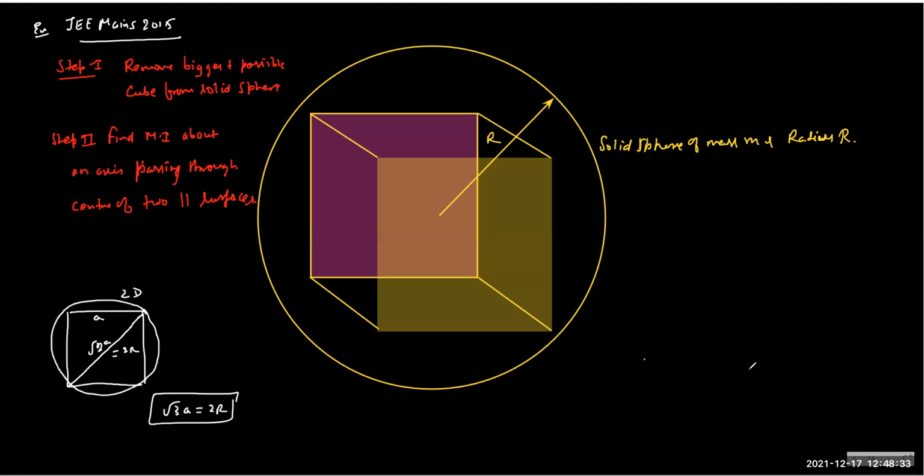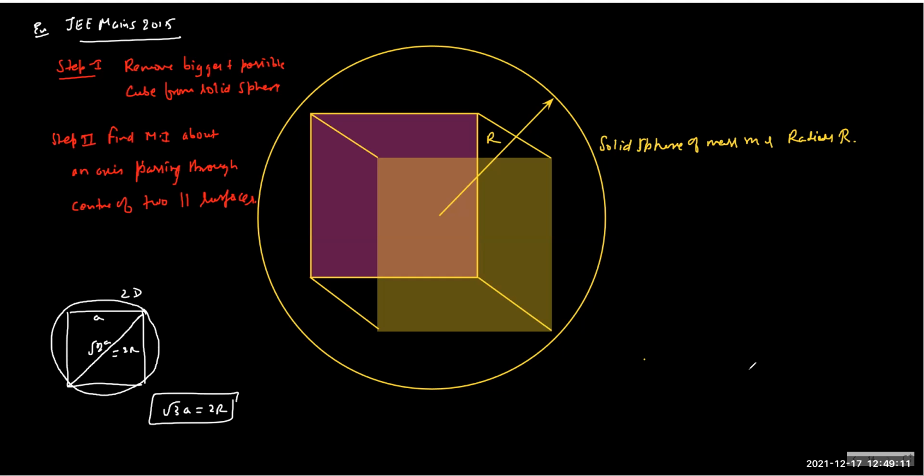So what is the formula? Tell me, guys. At least the formula you can tell, no? The axis we are talking about in step 2, which axis is it? The axis passing through the center of the circle, so the center of the sphere. I see. I'm talking about the cube, not the circle or sphere. Once you remove the cube, then you have to find the answer.